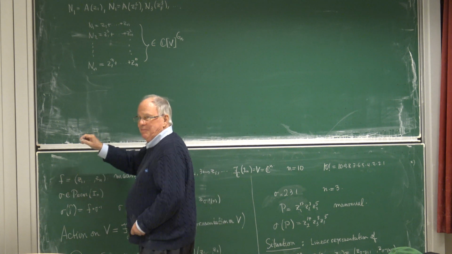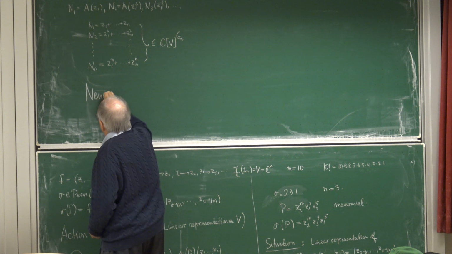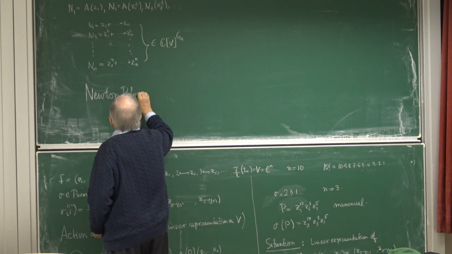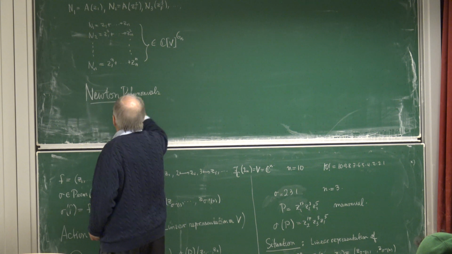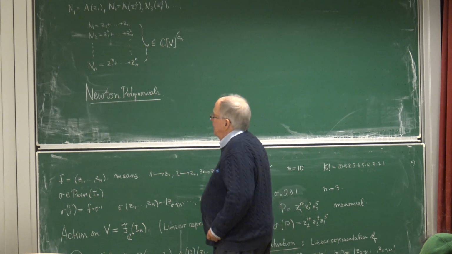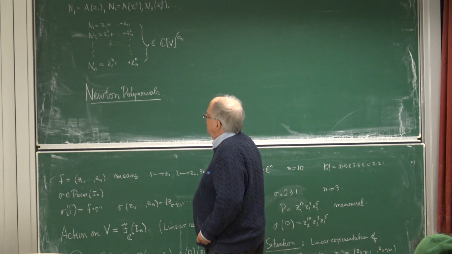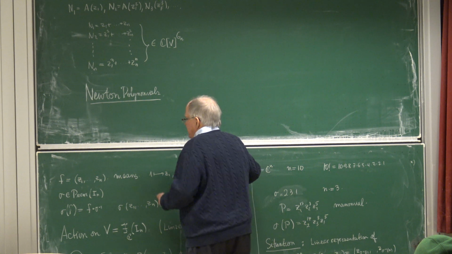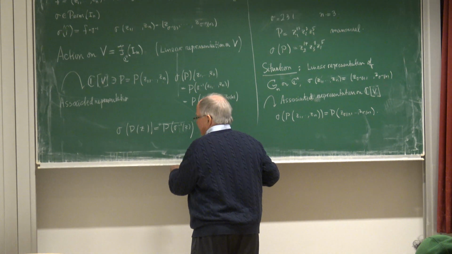These things have a name. These are called Newton polynomials, and the letter n is okay for them. I think that would be a good notation for Newton polynomials. So there are two kinds of basic invariant polynomials. And let me state a theorem, and I will try to prove this theorem.